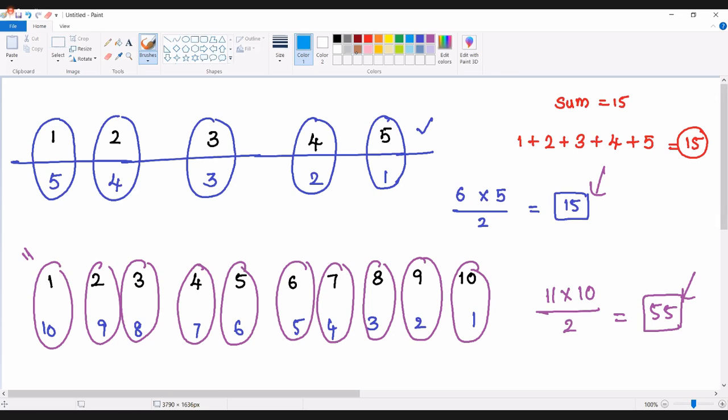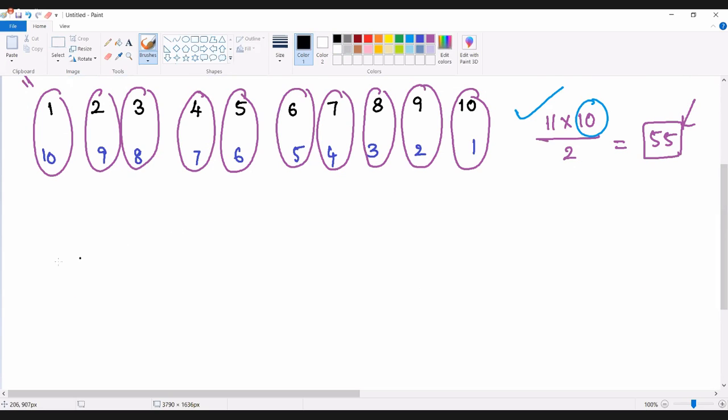The one thing you have to remember is that whenever your numbers are natural numbers, meaning the numbers you start counting naturally as 1, 2, 3, 4, 5, 6 and so on, the sum of the first n natural numbers has a direct formula, the same formula we are trying to derive here. If it is 1 to 5, instead of doing the manual calculation, you can directly take 5 into 6 divided by 2. If it is 1 to 10, you can directly take 10 into 11 divided by 2.